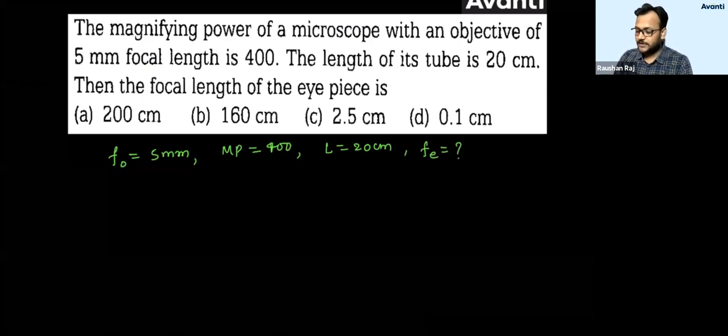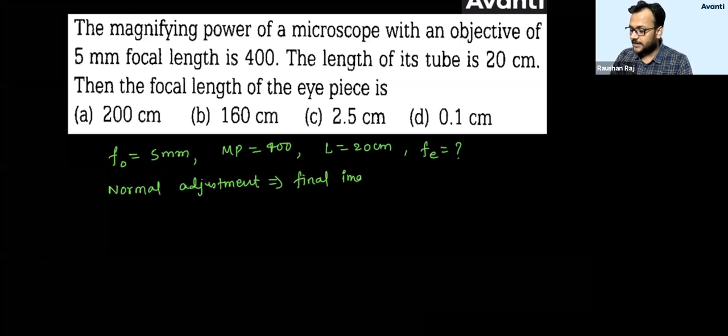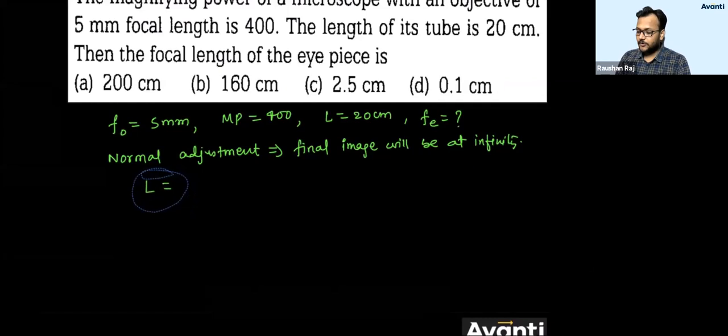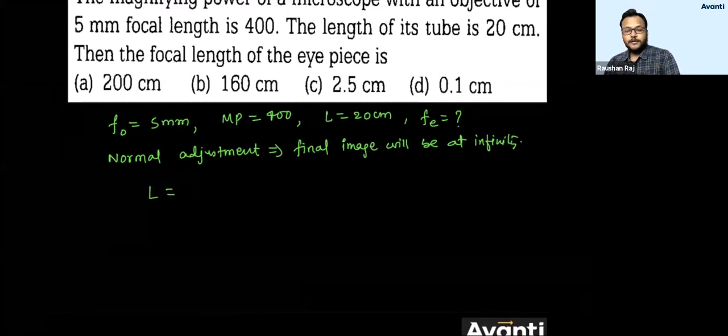Nothing is mentioned, so I will assume the normal adjustment condition. And in normal adjustment हम क्या बोलते हैं बच्चों लोग? What is the assumption that we say? That we assume that final image will be at infinity. Guys, so tell me, what will be the tube length in case of normal adjustment or when image is at infinity?